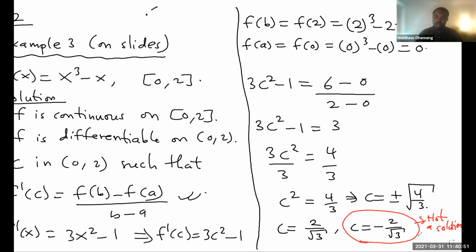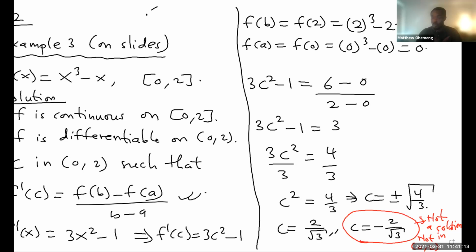Right? Because it's not in the interval 0 to 2, right? It's negative. So you have to exclude this. Now, 2 over square root of 3 is obviously in between 0 and 2 because we are dividing 2 by a positive number. When you divide 2 by a positive number which is greater than 1, it has to be less than 2. So it has to be less than 2 and also positive.